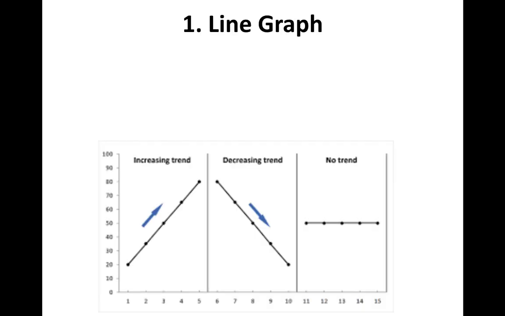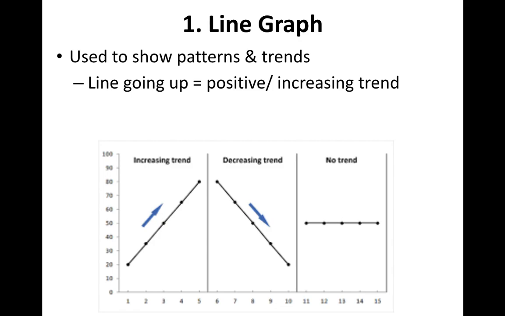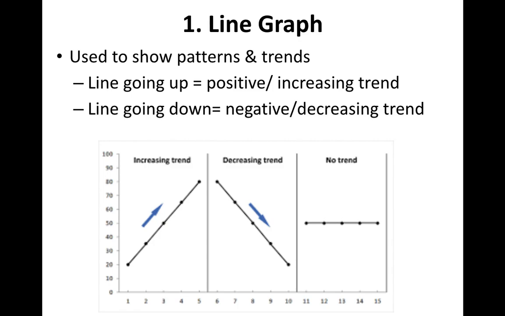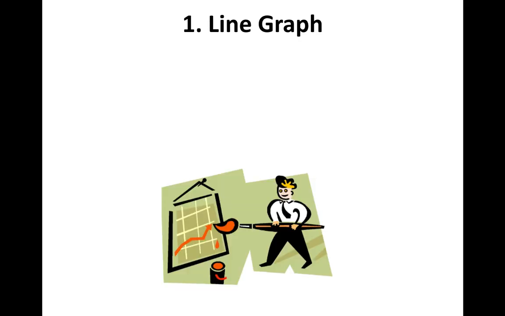So the first type of mathematical model, or graph, is a line graph. And we use this to show patterns and trends between the variables. If you have a line going up, that means that there is a positive or an increasing trend. If you have a line going down, that means it's a negative or decreasing trend. If you have just a straight flat line, there is no trend between the variables, meaning nothing is changing.